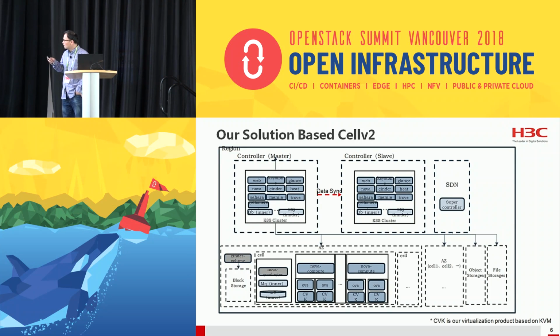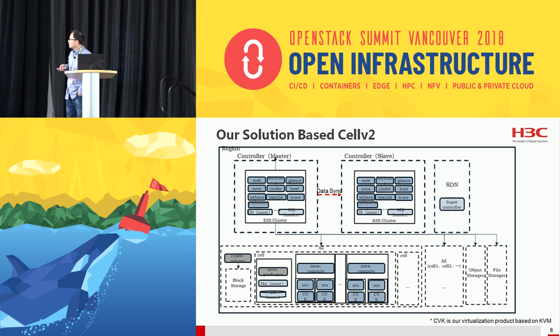This is our basic solution, our solution based on Cells v2 for public cloud. In a region, there are many availability zones, and in every availability zone, there are many cells. Object storage and file storage don't belong to any availability zone.